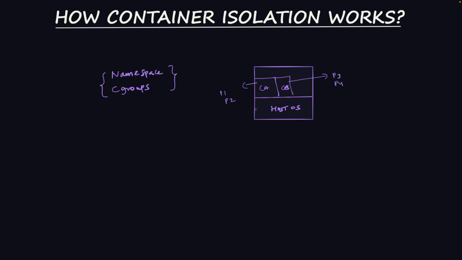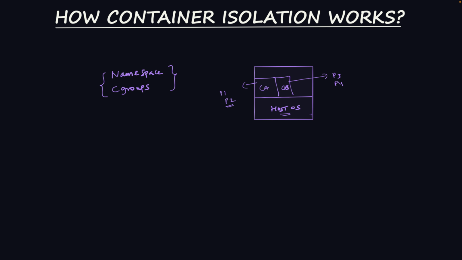And similarly, container B's process like process 3 and 4 should not see process P1 and P2 from container A. So that is the type of isolation we need. And in addition to this, process 1 should be able to see process 2 because they both are running in the same container. Similarly, process 4 should be able to see process 3 and vice versa because they are running in the same container. So process running within the same container should be able to see each other, but they should not be able to see process in other containers as well as the host operating system's process. But host operating system should be able to see all of these processes.